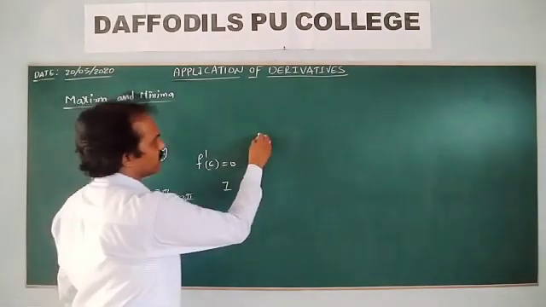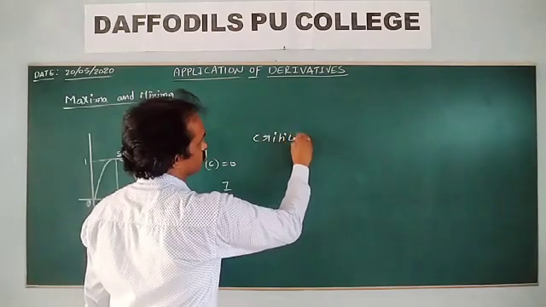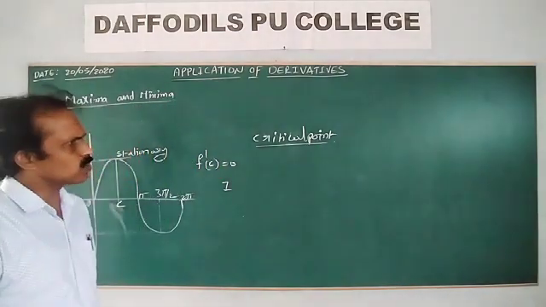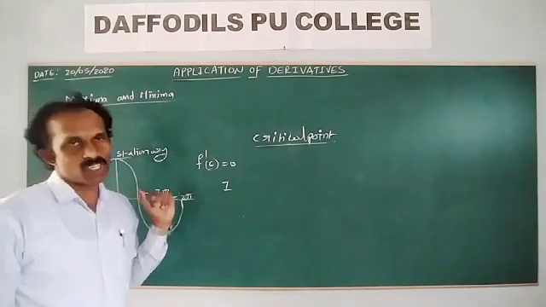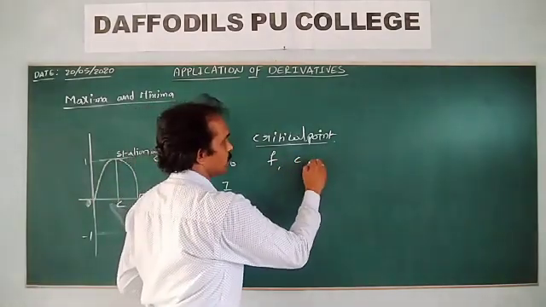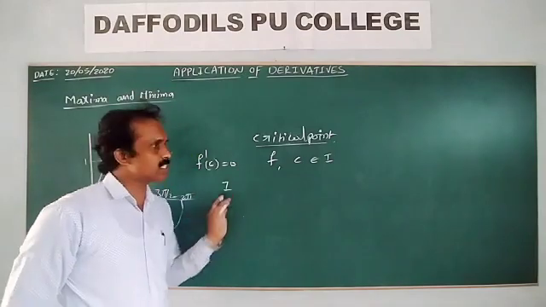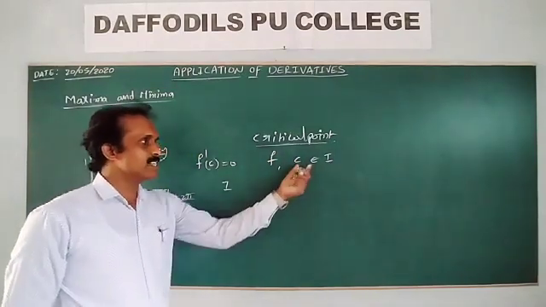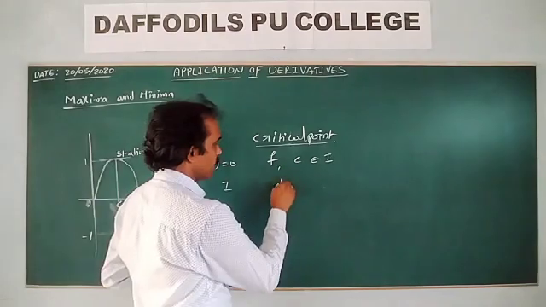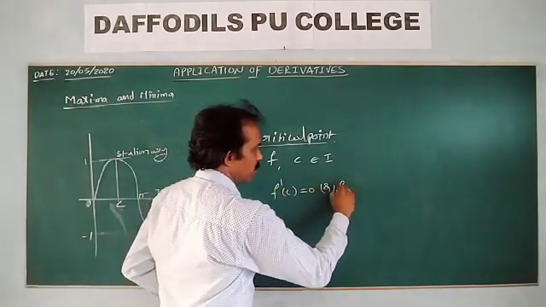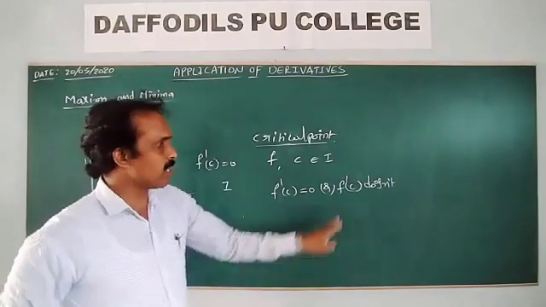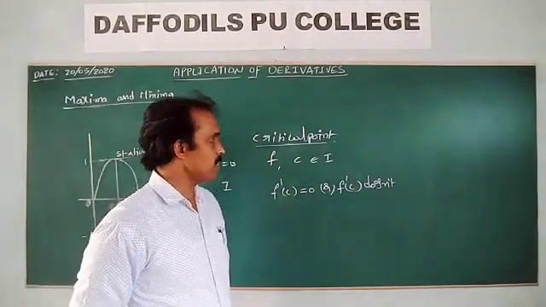Okay, right. And next, the critical point. What is a critical point? f is a function in some interval I, and take a point C belonging to the interval I. Then the point C is said to be a critical point if either f dash C is equal to 0 or f dash C does not exist, meaning it is not differentiable.